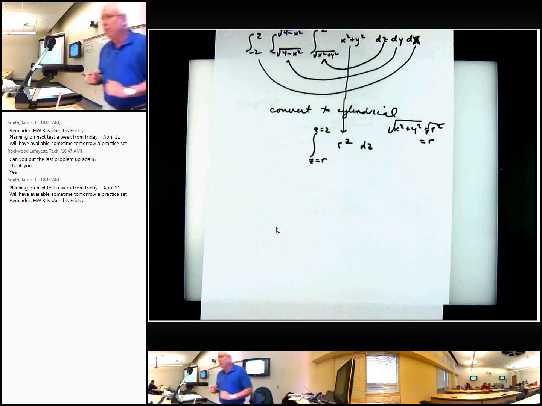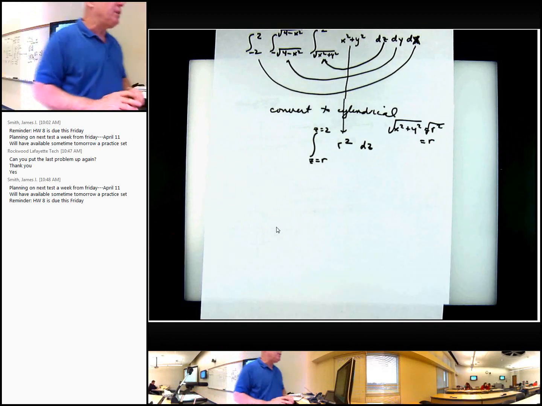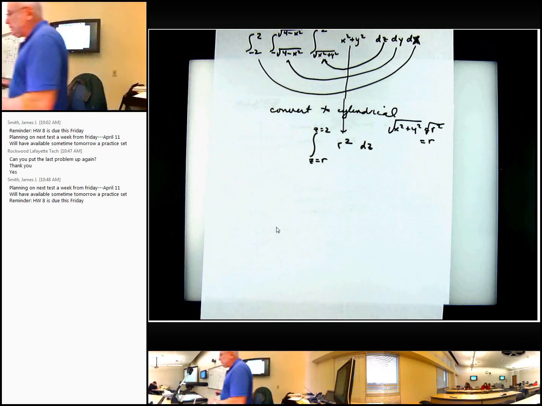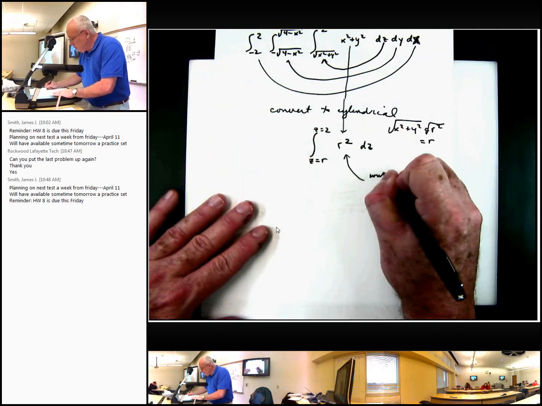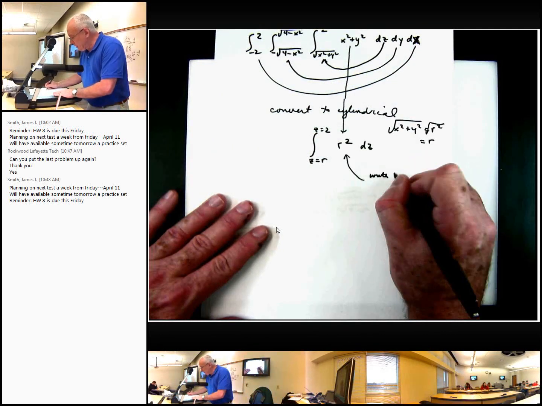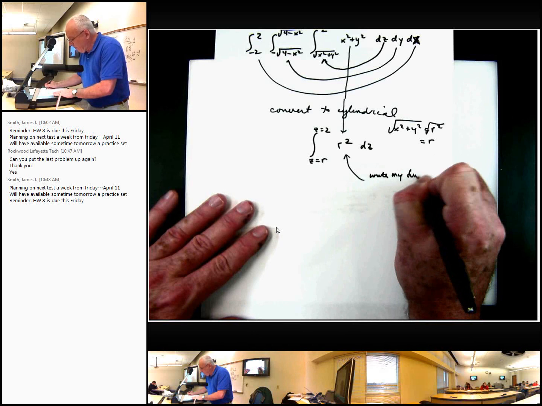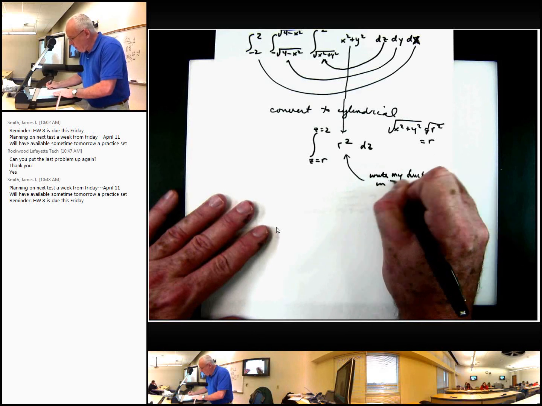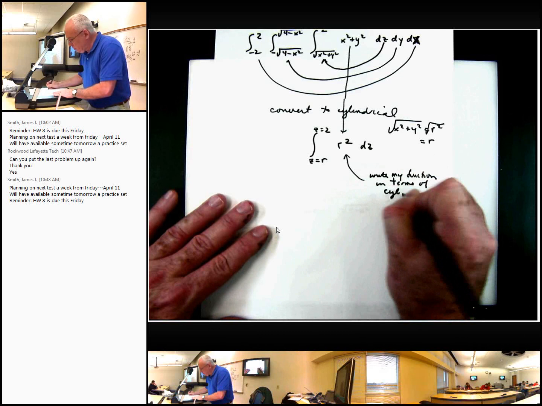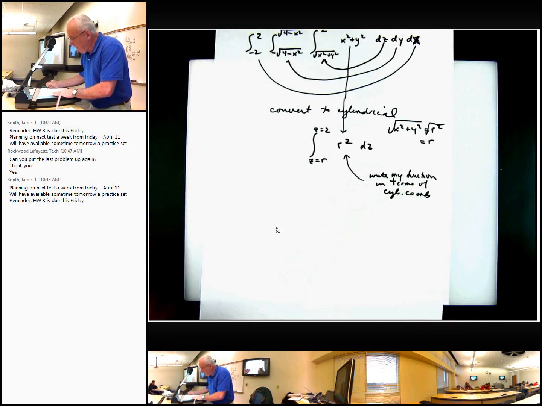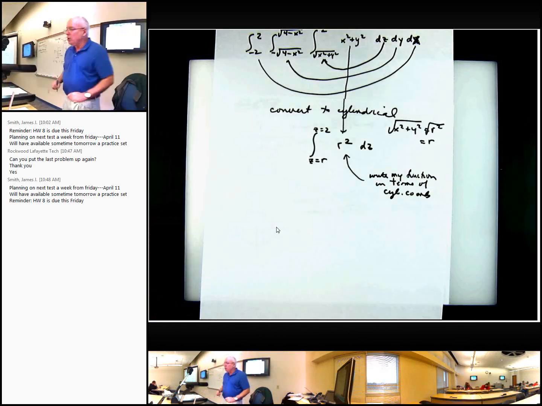Okay. Are we okay with that so far? We're just trying to get everything in terms of cylindrical. So notice here I'm writing my function in terms of cylindrical coordinates. Okay, that's my innermost one.